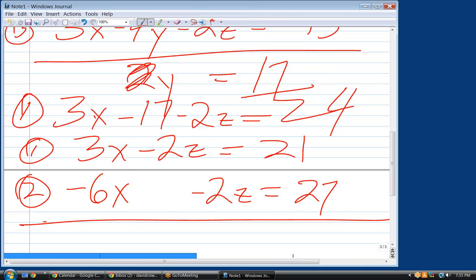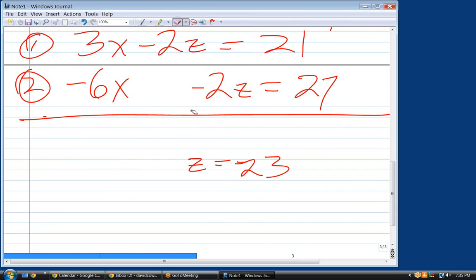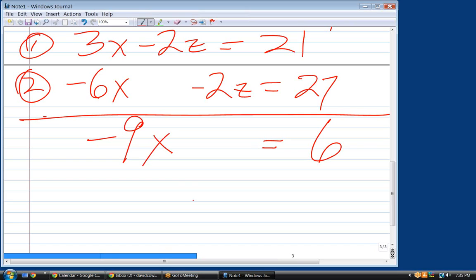What's the simplest thing I can do immediately? Multiply equation 1 by 2? Don't need to. I got a 2z here and a minus 2z there. I'll subtract: equation 2 minus equation 1. The reason I'm doing it that way is that's going to leave me a positive 6 over there. Well, the z's disappear, and I get minus 6x minus 3x is minus 9x. So I get x equals minus 3 halves.